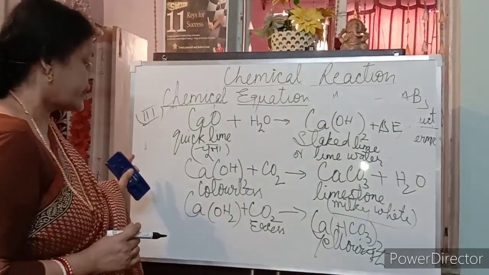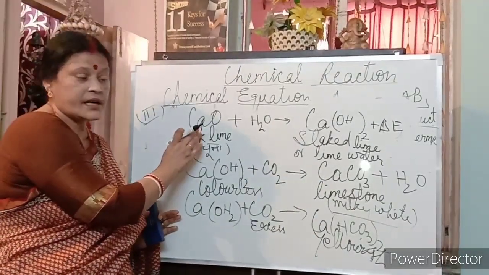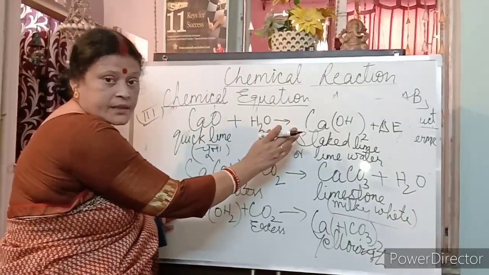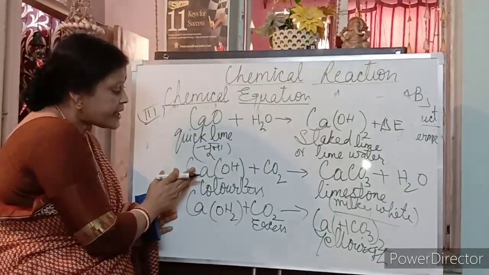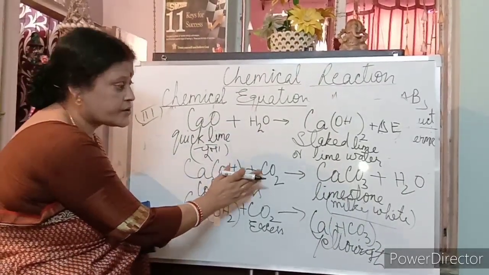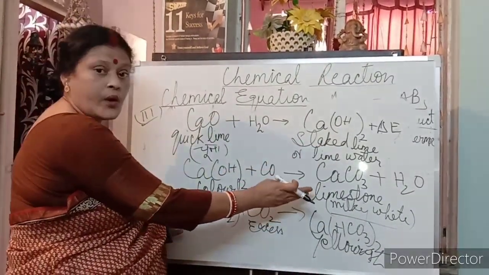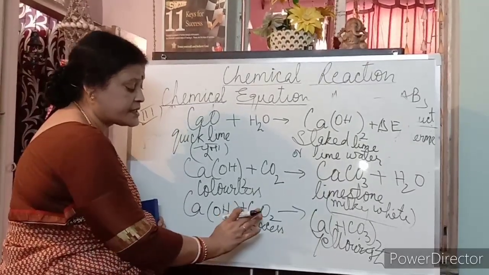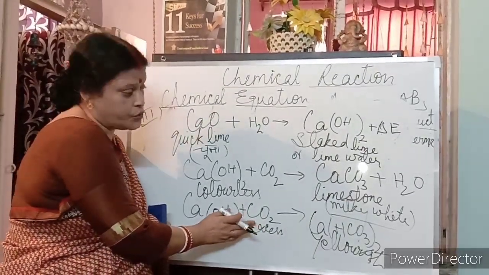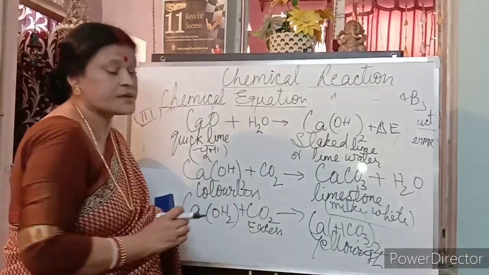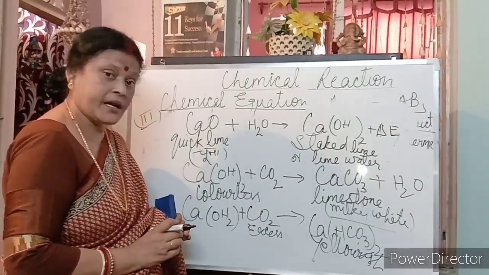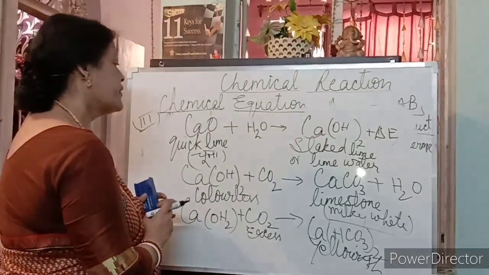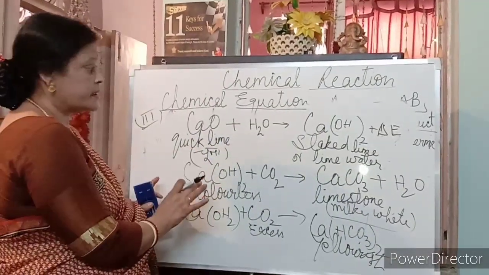Clear, students? Again I am repeating. Calcium oxide reacts with water to form calcium hydroxide plus delta energy. Calcium hydroxide reacts with carbon dioxide to form calcium carbonate, which is milky white in color, and the colorless solution is calcium hydroxide. When it again reacts with excess CO2 from the atmosphere, then it forms calcium bicarbonate. Clear? Now the next example, this is the third example.